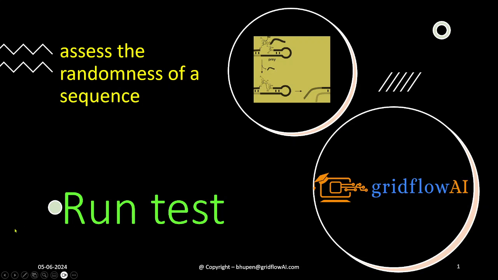The Run's test is also known as Run's test for randomness, and it is one of the non-parametric statistical tests used in inferential statistics. The objective of Run's test is to assess the randomness of a sequence of observations. That means if we have a sample of data, whether the sample is random or not, we can check using a runs test. It determines whether the elements in the sequence are randomly distributed or exhibit some pattern.